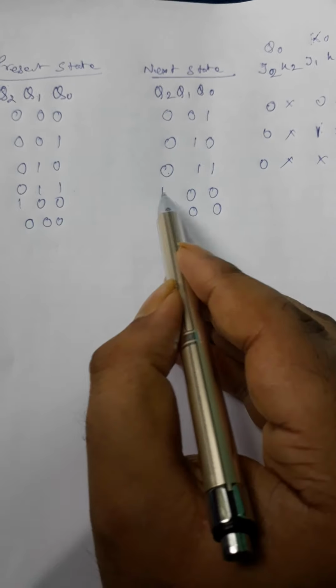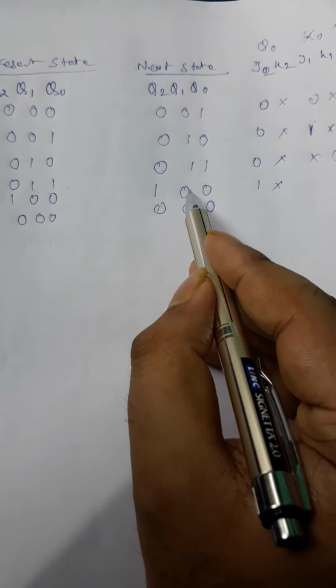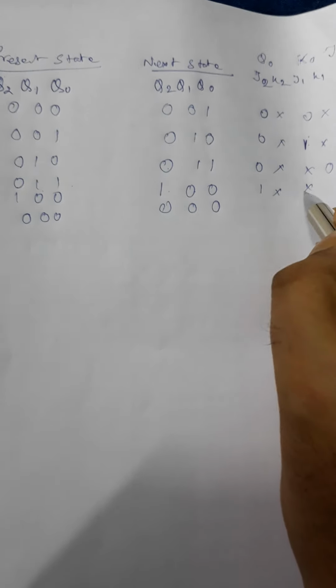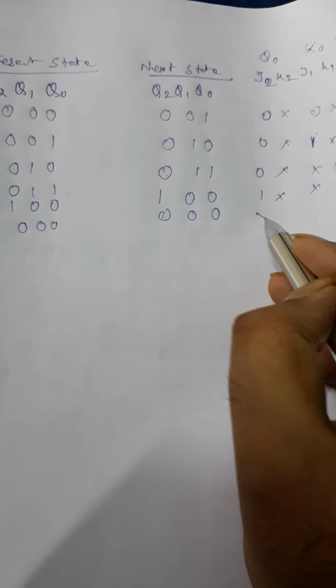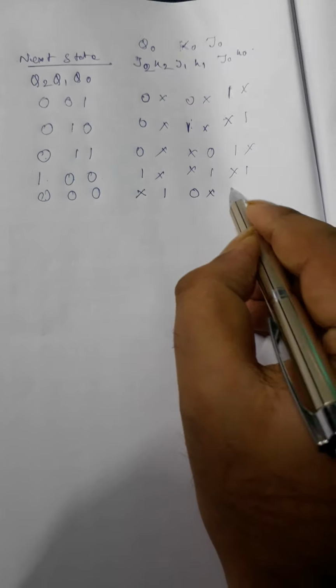Next 0 to 1: 1, don't care. Next 1 to 0: don't care, 1. Then 1 to 0: don't care, 1. Then 1 to 0: don't care, 1. Then 0 to 0: 0, don't care. 0 to 0: 0, don't care. So this is what we are getting, the inputs that we get from the concept of the excitation table.